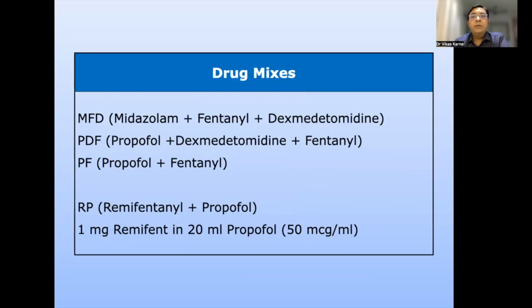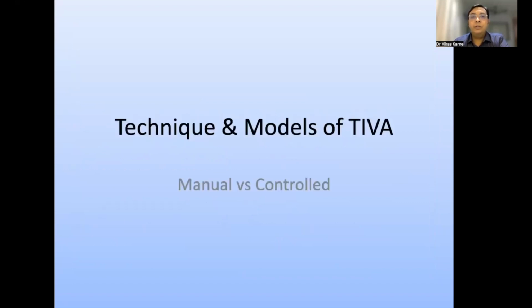There is a midazolam, fentanyl and dexmedetomidine mixture, and a propofol, dexamethasone and fentanyl mixture. And currently, what is getting more popular, especially when it comes to TIVA or TCI, is the P mixture, that is remifentanil and propofol, where 1 milligram of remifentanil is mixed in 20 ml of propofol. So it gives 50 microgram per ml of remifentanil and propofol in the standard 1% concentration.